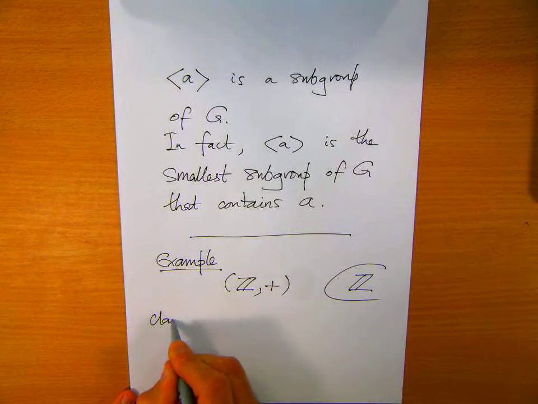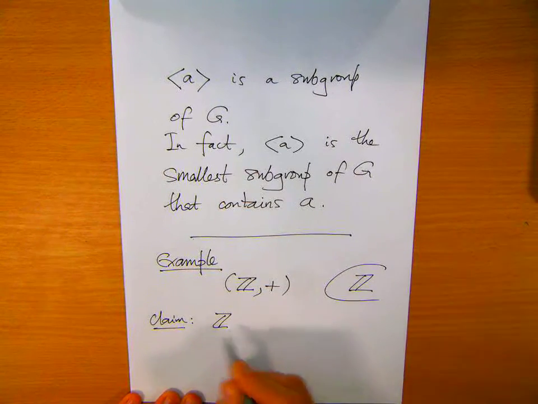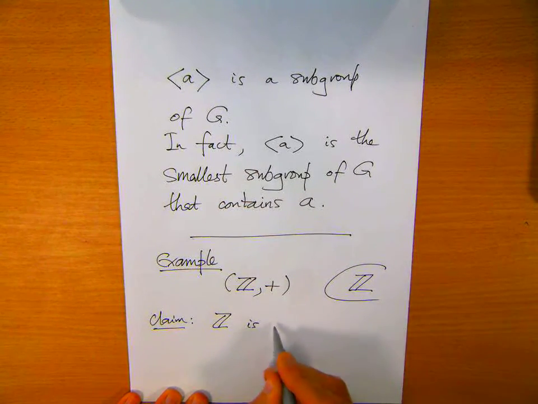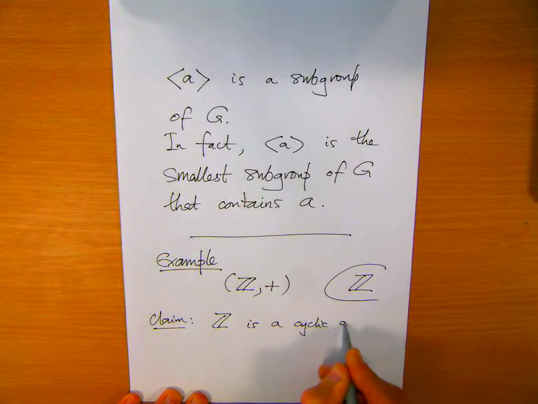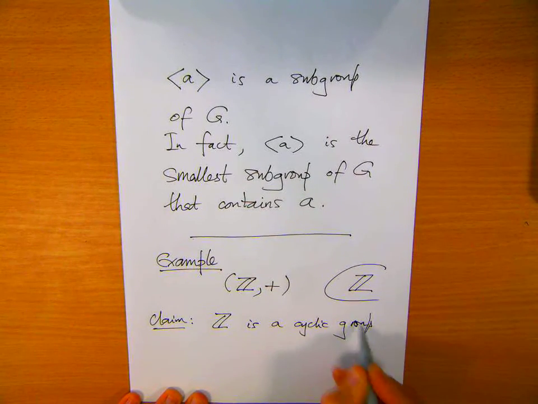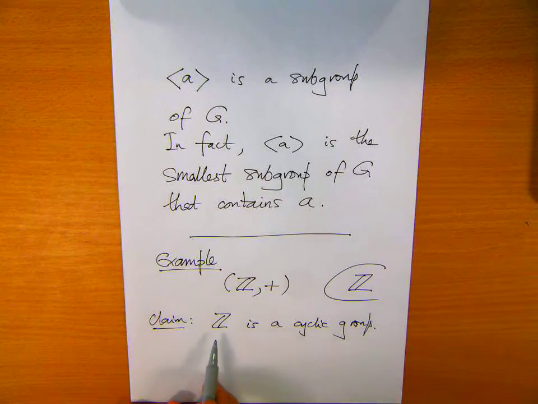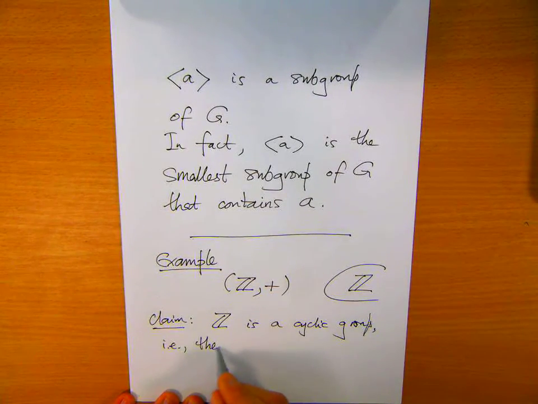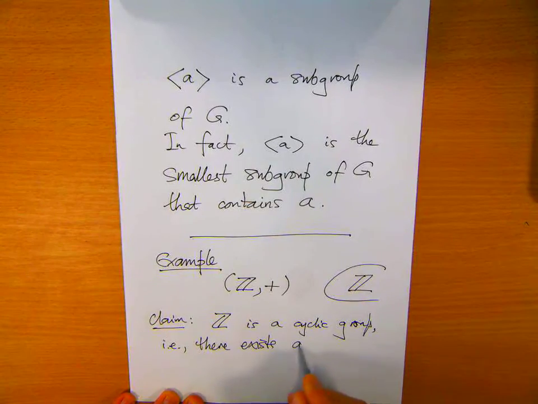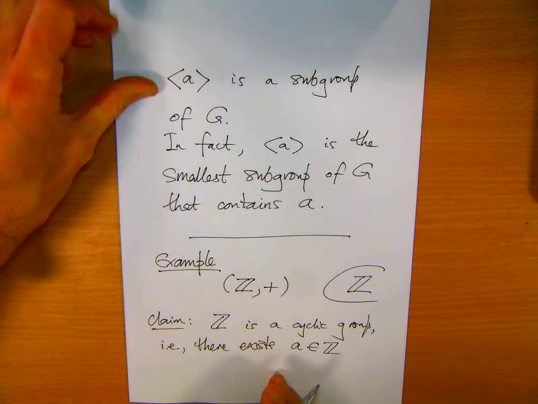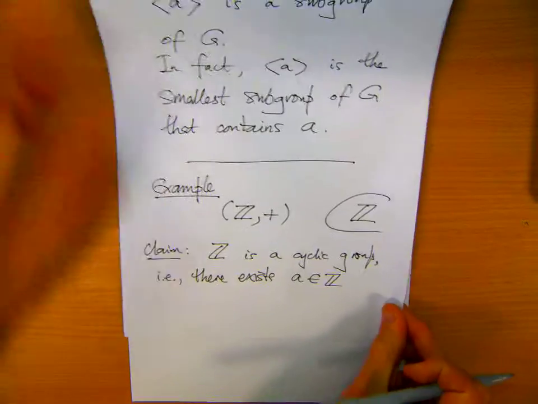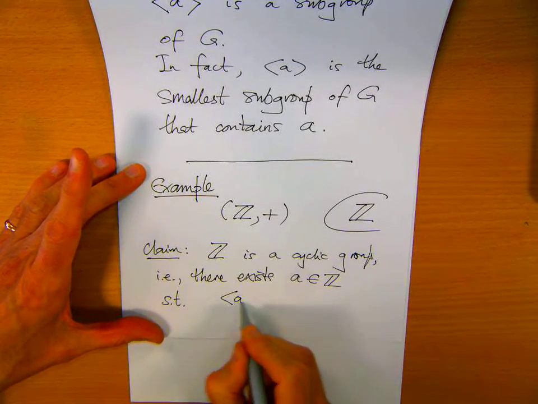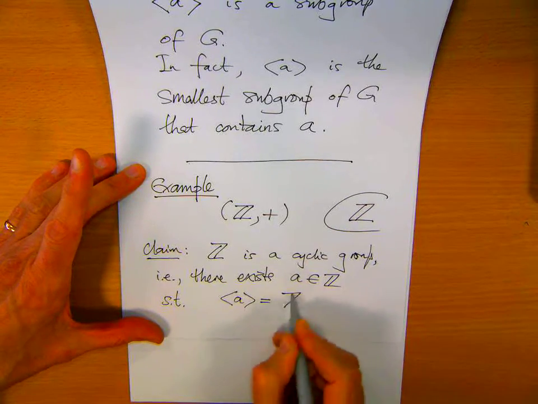So the claim is that Z, and I'm reverting to the sloppy notation now, is a cyclic group. And as I explained last time, when I say a cyclic group, I mean that there exists an element for which the subgroup generated by that element is the whole thing. Okay, so let me just say that there exists an integer a such that if I look at the subgroup generated by a, I actually get the whole thing.